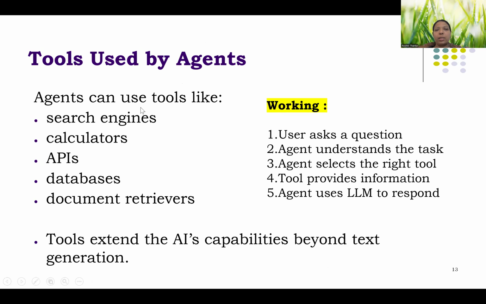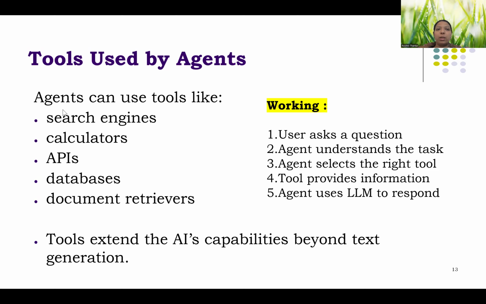Our agents can use tools like a search engine, calculator, or API. When a calculator is used, it can accurately give the output. In the beginning of generative AI itself, we learned how generative AI actually works. Whenever we ask any question, it tries to predict the next target word. That's how generative AI works. But when we use a tool, instead of predicting the next token, it calculates the right answer and gives it to the user.